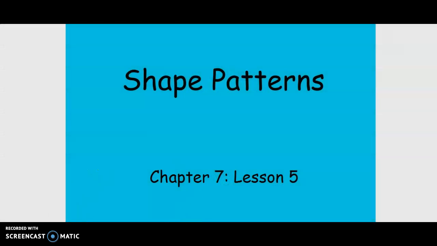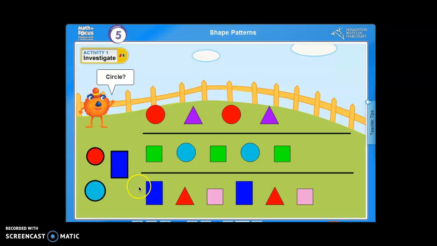We are talking about shape patterns, and what we're going to look at first, I would like you to say the shapes with me. Are you ready? Circle, triangle, circle, triangle. What is going to come after the triangle? The circle. Let's look at the next one. Square, circle, square, circle, square. What's going to come next? Circle. Nice job. All right, let's look at this one.